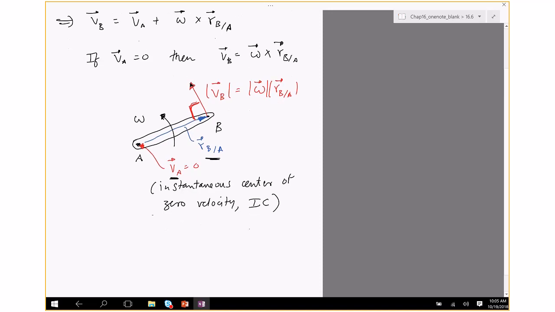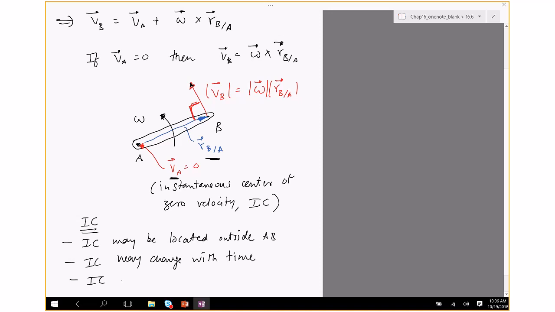So here are things about the IC. The IC might be located outside AB. The IC may change with time, or it might change as the object moves, and the IC may also be at infinity.